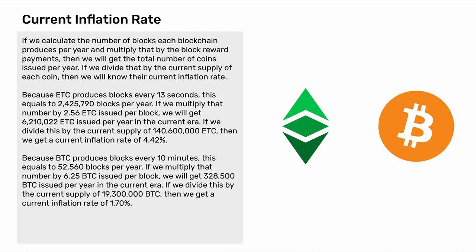Because BTC produces blocks every 10 minutes, this equals to 52,560 blocks per year. If we multiply that number by 6.25 BTC issued per block, we will get 328,500 BTC issued per year in the current era. If we divide this by the current supply of 19,300,000 BTC, then we get a current inflation rate of 1.70%.